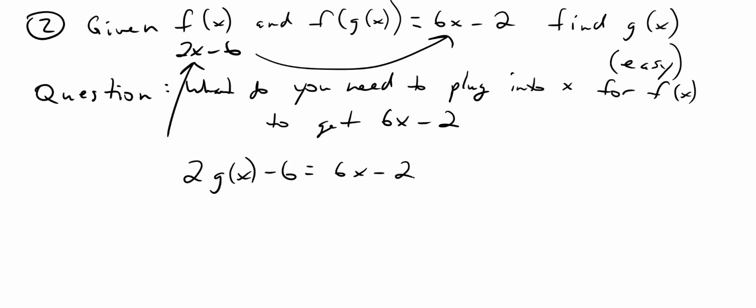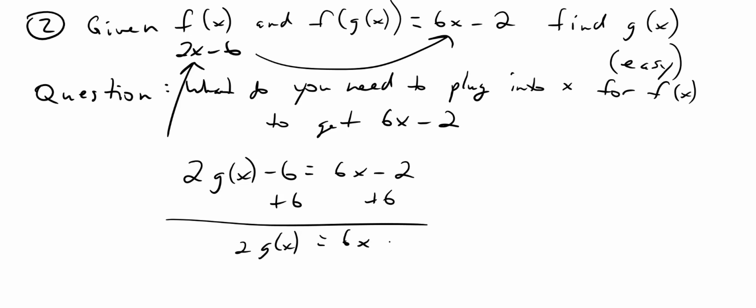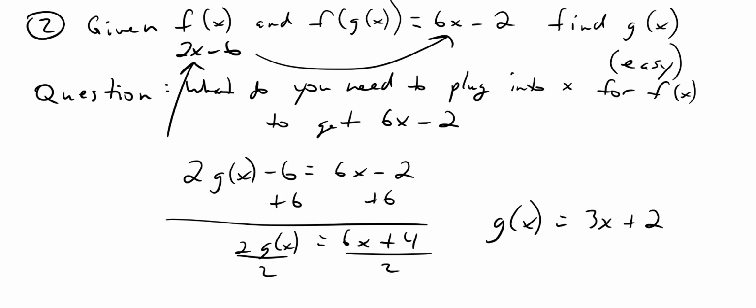And basically what I'm doing is just doing algebra now, and I'm solving for g of x. It's pretty easy. So I'm going to add 6 to both sides. So 2 times g of x equals 6x plus 4, and then divide by 2. So g of x is equal to 3x plus 2. That's it. Pretty easy.